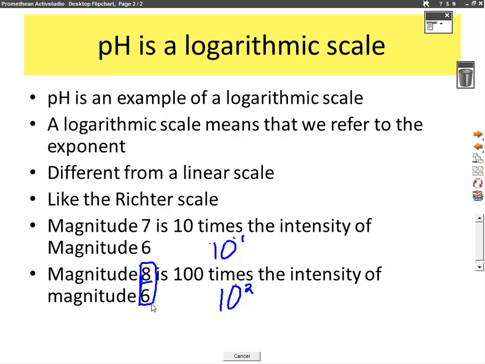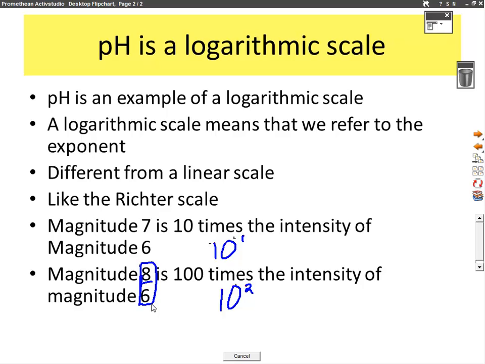So it's like 100 times. Like the whole 10 thing? The power of 10. So it's like 10 to the 2. So if you're 2 different in a Richter scale, it would be something like 10 to the 2, 100 times that.